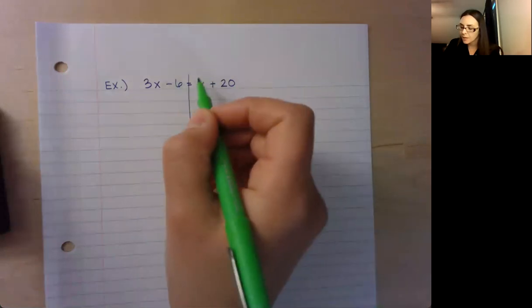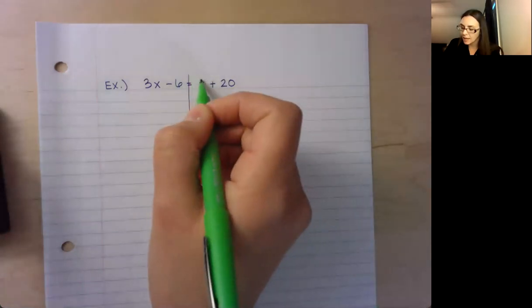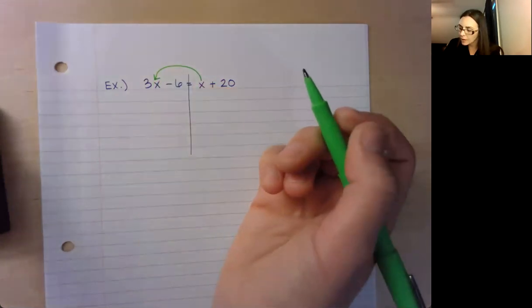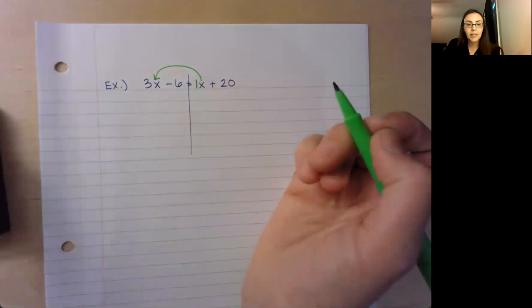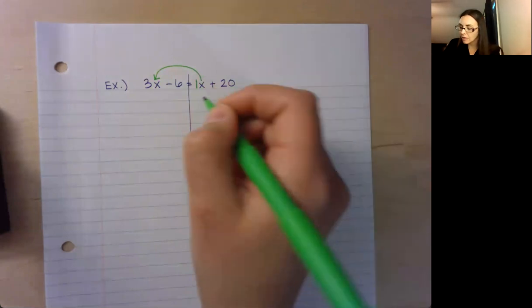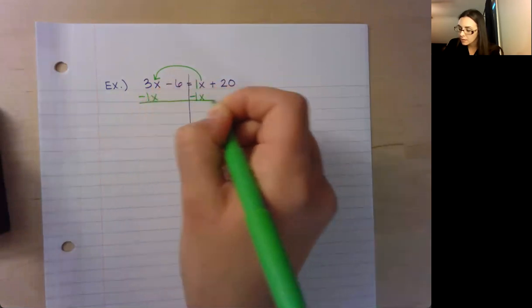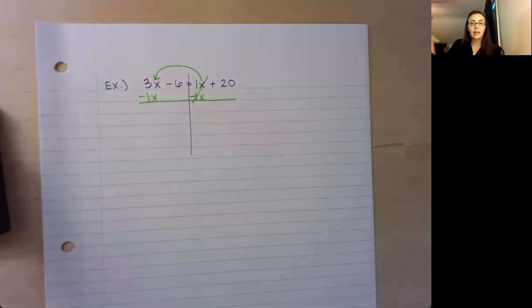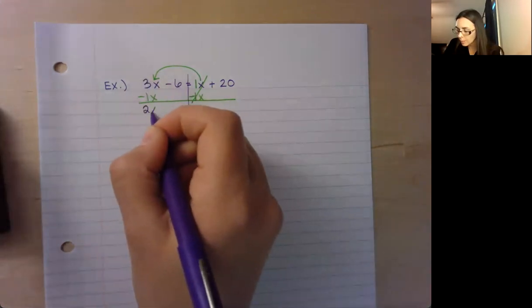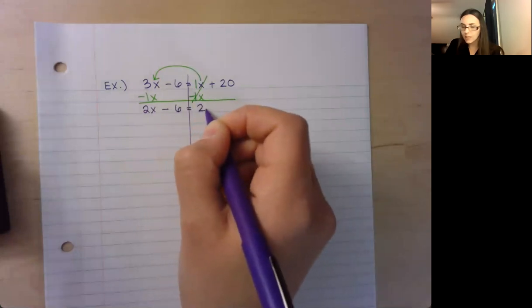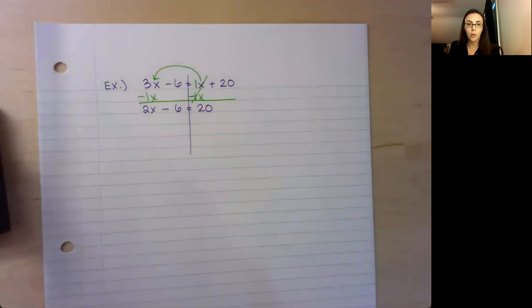So if I want to bring my variables to the left here, I'm going to take this x and I want to pair it over with this 3x because those are like terms. Now there is a 1 here. So the opposite of a positive 1x is a negative 1x or a minus 1x. And that allows me to cancel it on the right and bring it to the left. So 3 minus 1 is 2. I bring down the minus 6 and I bring down the positive 20. Notice I'm staying nice in order and very organized.